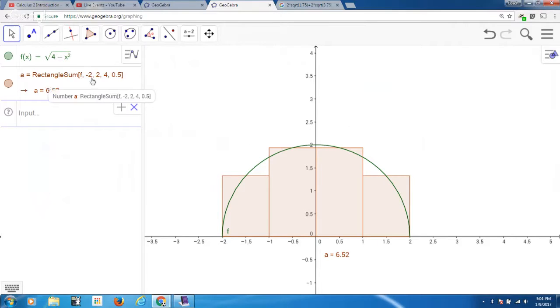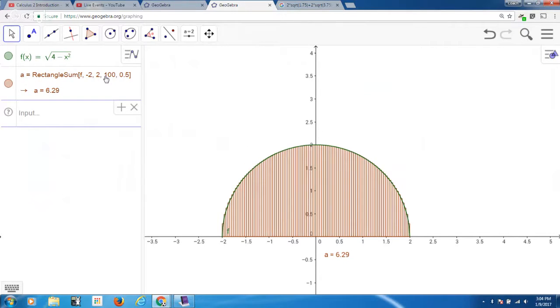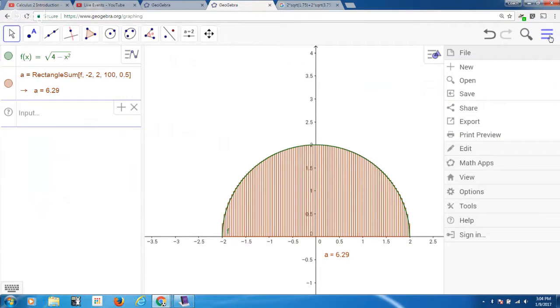Cool thing about GeoGebra is I can say, ooh, let's dive in a little farther. 4 was quite a bit of work to do by hand. 8 would be even more work, but with GeoGebra, all I do is change the 4 to an 8, and it automatically draws the 8 rectangles, tells me what the area is. GeoGebra says it's 6.37, getting closer to the actual. Well, if I have a computer that can automatically draw them for me, why mess around with 8 when I could do 100? 6.29.